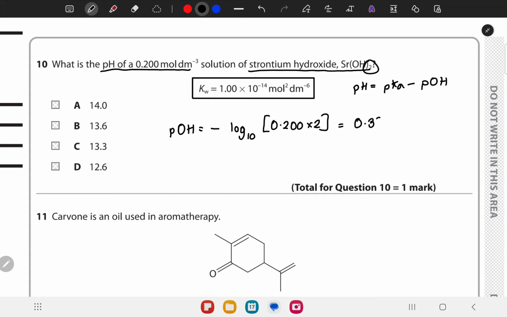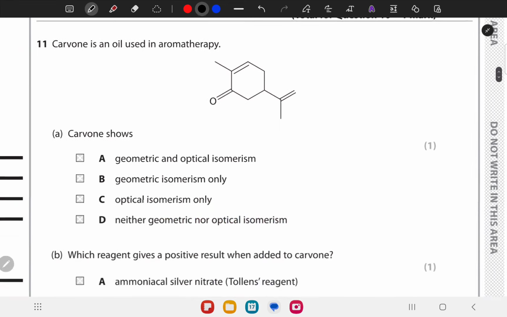0.398. So the pH would be the pKw, which is minus log of 1 times 10 to the power minus 14. This will come out to be 14 minus the pOH, which is 0.398. We'll get a value of 13.6. So B is our answer.